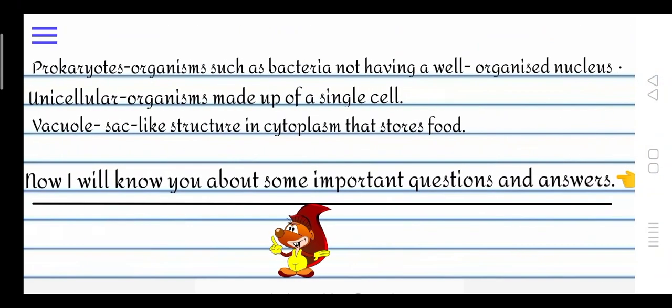Now, prokaryotes, organisms such as bacteria not having a well-organized nucleus. Unicellular, organism made up of a single cell. Vacuole, sac-like structure in cytoplasm that stores food.